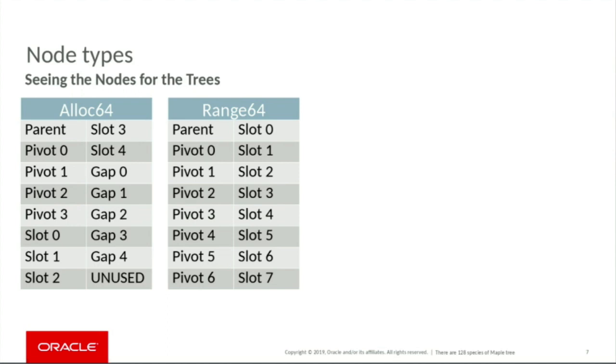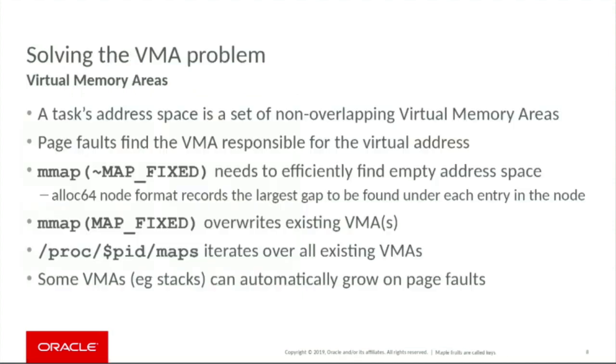If they're non-leaf, you go down to the next level of the tree and you repeat the process. But if they're leaf, the pointer that you found is the answer you're looking for, and you return that pointer. Alloc 64 nodes, I'm going to talk about in the next slide, but the important point about them is they're only non-leaf nodes. They provide summaries of the nodes below them.